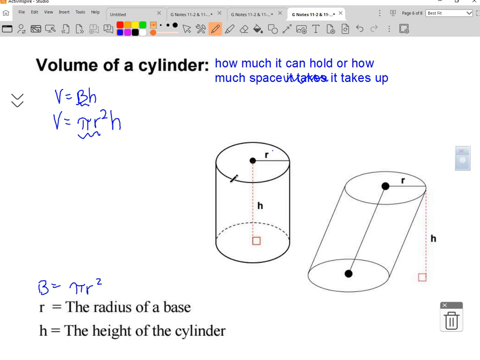So whether you're finding the volume of a right cylinder or an oblique cylinder, it's the same formula. You're still finding the area of a base, the circle, and you're multiplying it by the height of the cylinder. Make sense?